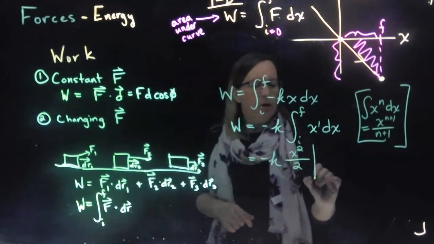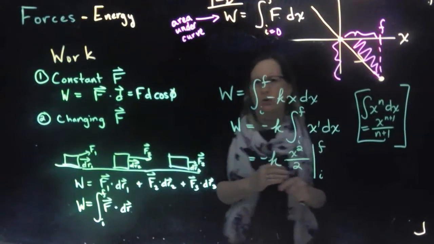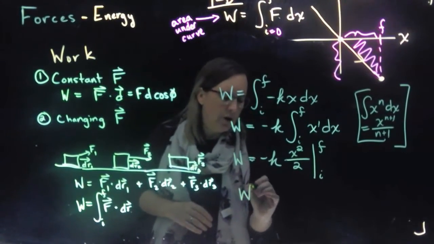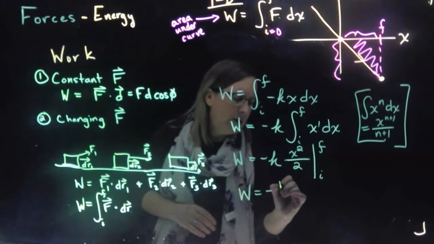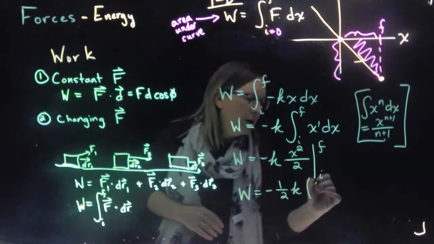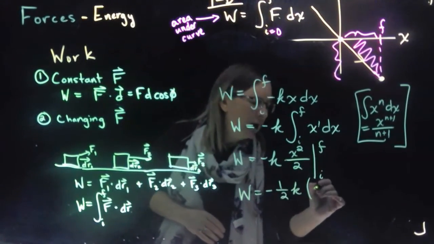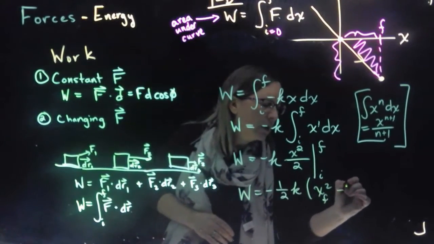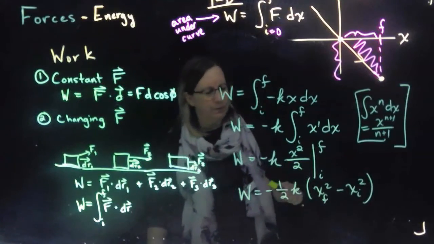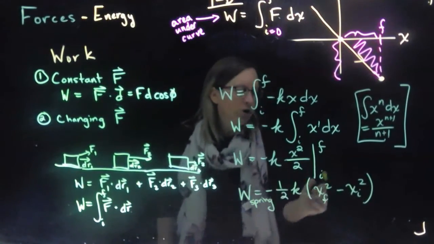And then we evaluate at the limits from the initial to the final, which is maybe something you don't remember or you may not have gotten to. So this work is equal to minus 1/2 times k. And then the way you do these limits is you plug this one in and then you subtract that one. So you've got x final squared minus x initial squared. And this is the more general expression. It tells you the work done by a spring, and it works no matter where you start.